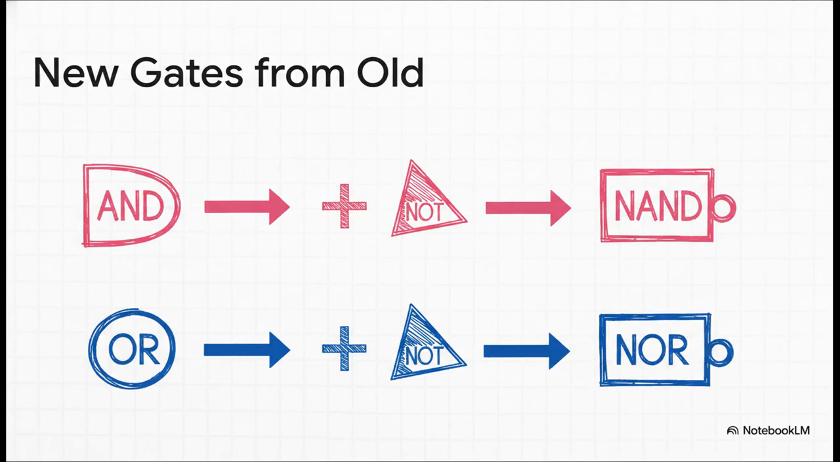For instance, what if you take the output from an AND gate and you plug it straight into a NOT gate? Well, you get a brand new gate called a NAND gate. It's literally not AND. And if you do the same thing with an OR gate and a NOT gate, you guessed it, you get a NOR gate. This is exactly how engineers build up all this amazing complex logic, starting with the absolute simplest pieces.